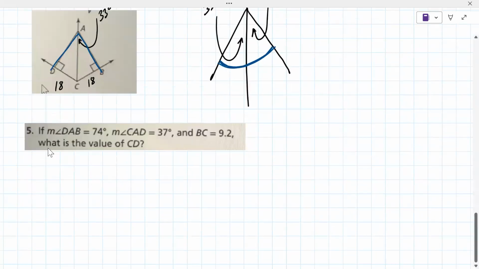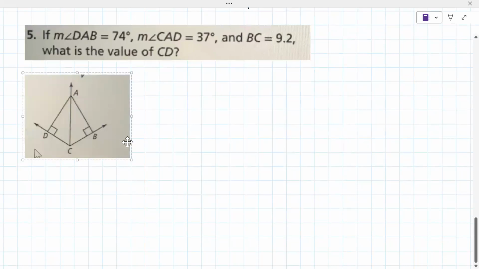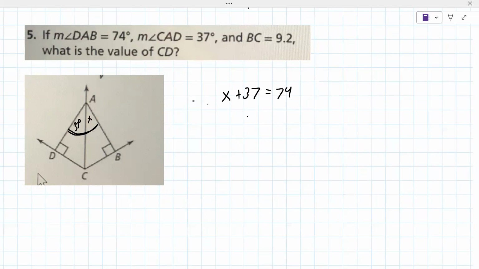Number 5 here. Grab this again. All right. Measure of angle DAB equals 74. Measure of angle CAD equals 37. And BC equals 9.2. What is the value of CD? Okay, so what they're trying to tell you is this one is 37, and the whole thing D to A to B is 74. So what must this missing angle be? Well, X plus 37 must equal 74. X, when you subtract 37 from both sides, is 37. So since the angles are the same, the sides across from it are the same, which means that if BC equals 9.2, what is the value of CD? Well, it's also 9.2.